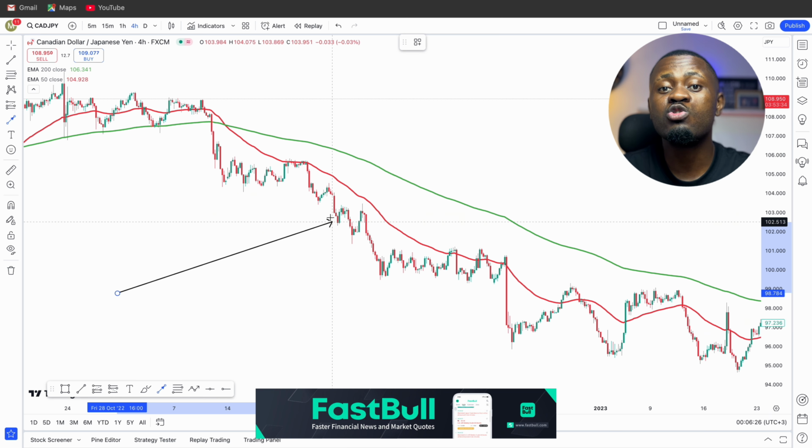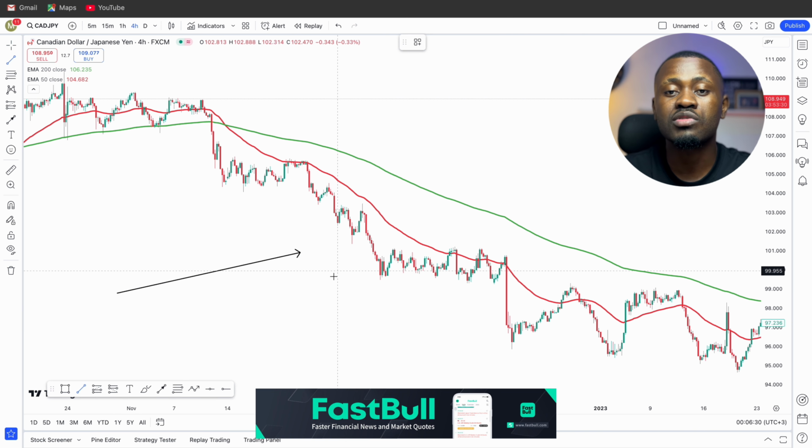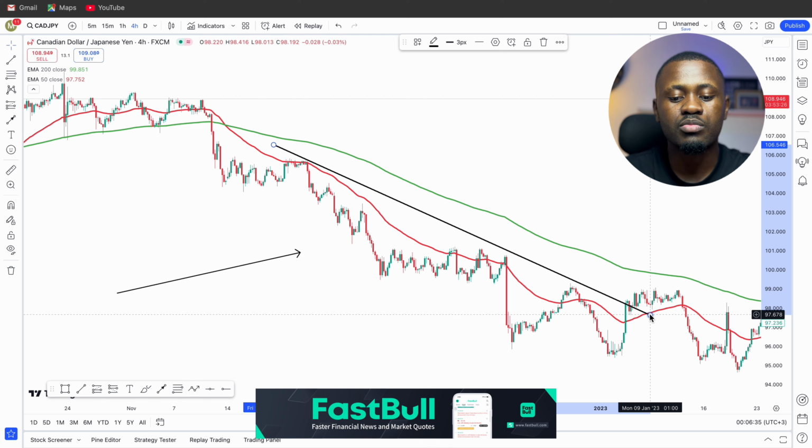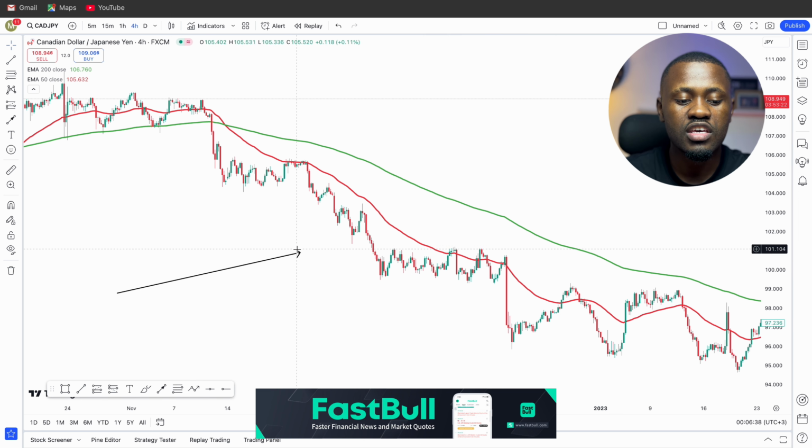The same way you would draw a trend line. So if I was to draw a trend line right here, remember the trend line also helps us identify the trend of the market. So when we do a trend line like this, we can see that price has been ranging below our trend line. So that is the same thing with the EMA right here.